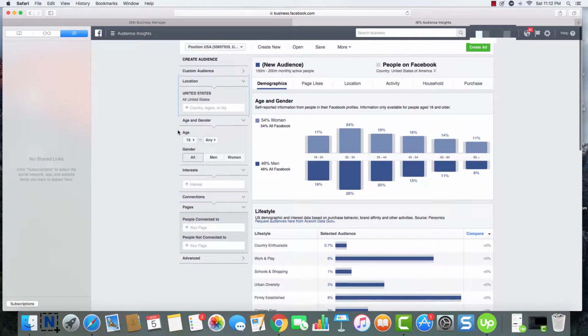So, with Audience Insights, there's a lot of different things we can do. And here's another way we can dive deeper. Now, with Facebook ads, you can do a lot of different things. And I'm not going to go over all of them.